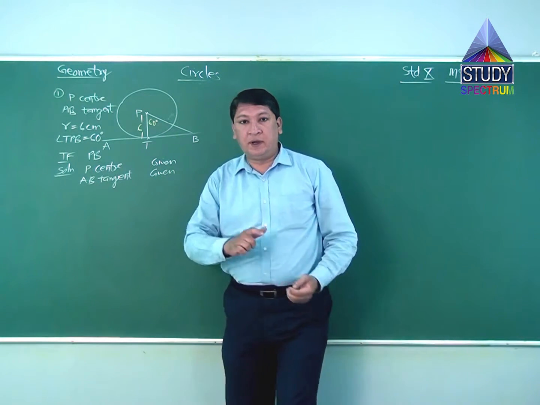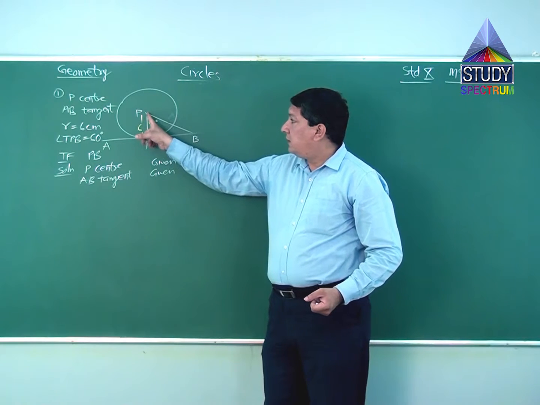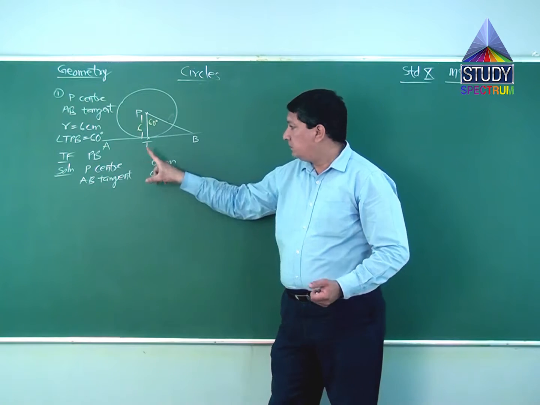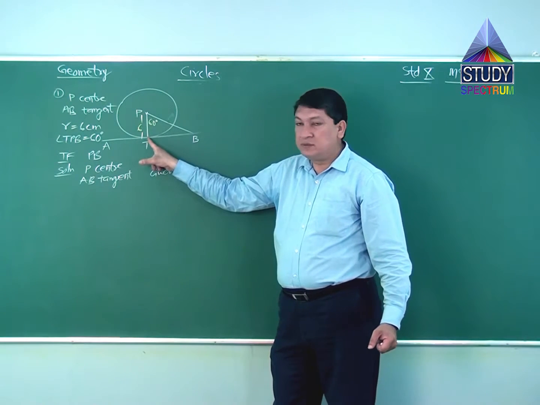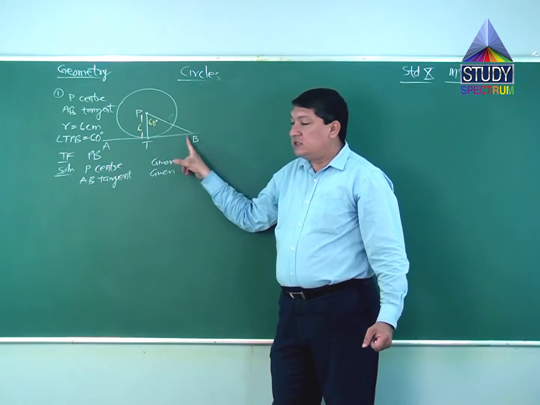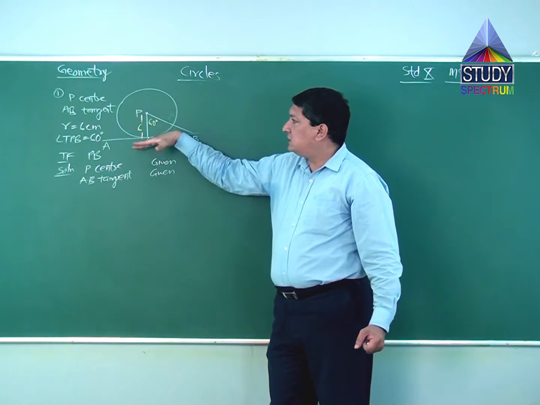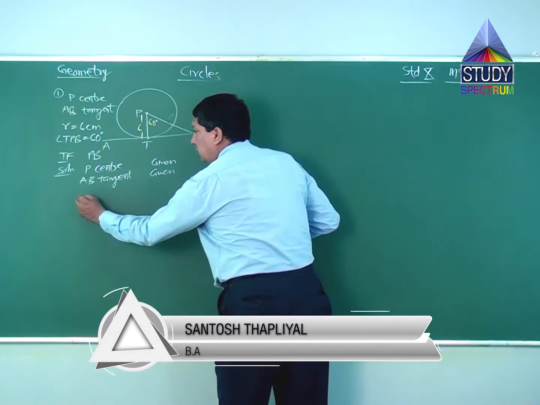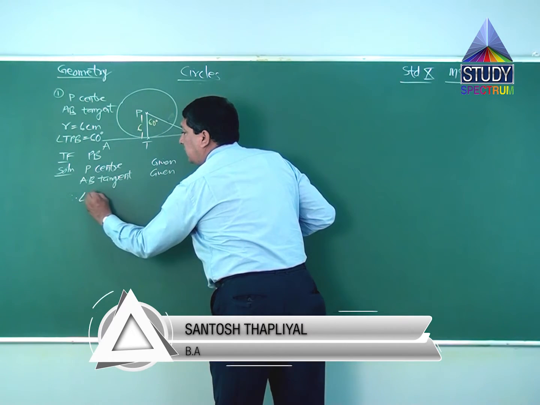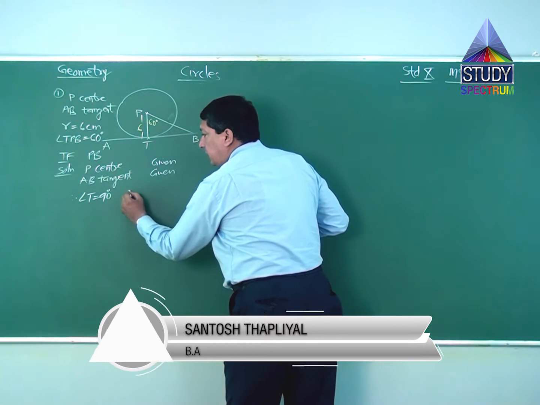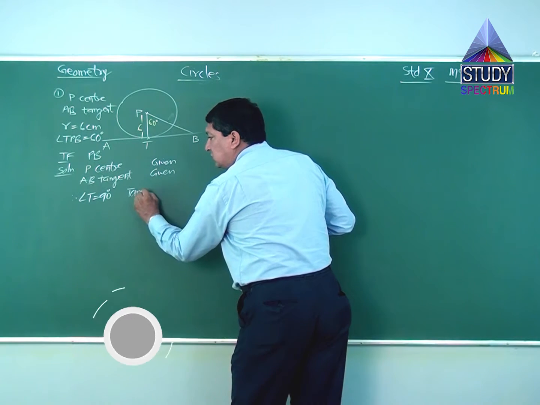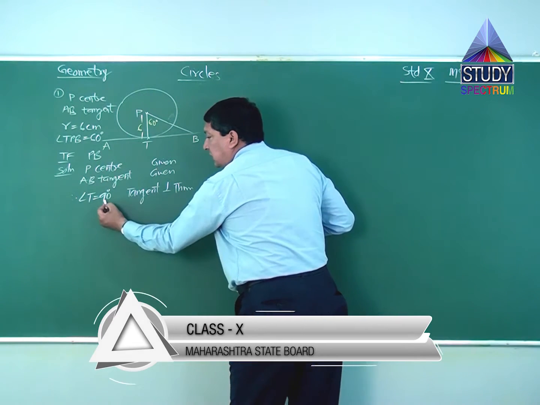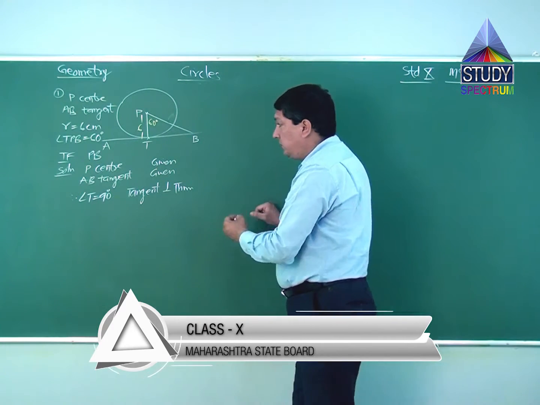Now we have done tangent perpendicularity theorem, which says that for radius and tangent, this angle has to be 90 degree. P is the center, so obviously this becomes radius, tangent. So angle has to be 90 degree. So we are using that theorem now. Therefore, I can say angle T is equal to 90 degree. Have a look how we have used this theorem. We got this result by using tangent perpendicularity theorem.